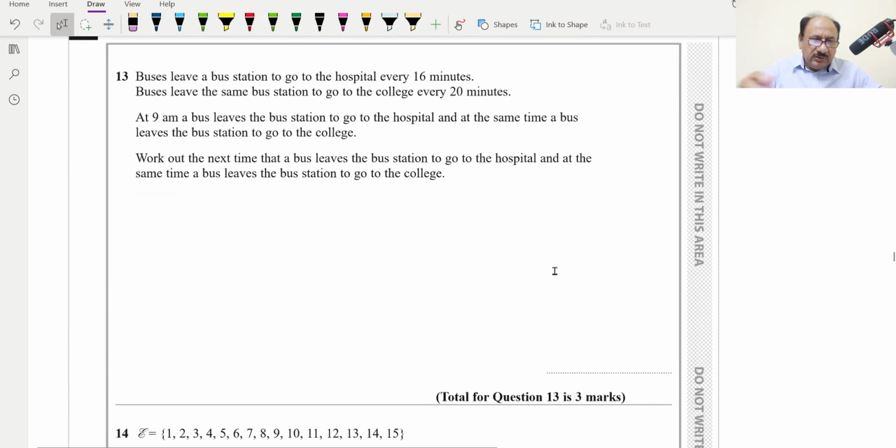Now question number 13. Buses leave a bus station to go to the hospital every 16 minutes, and buses leave the same bus station to go to the college every 20 minutes. At 9 a.m., a bus leaves the station to go to the hospital, and at the same time a bus leaves the bus station to go to the college. Work out the next time that a bus leaves the bus station to go to the hospital, and at the same time a bus leaves the bus station to go to the college.